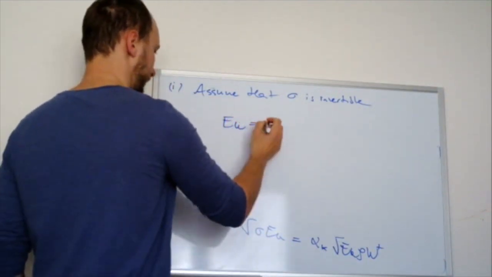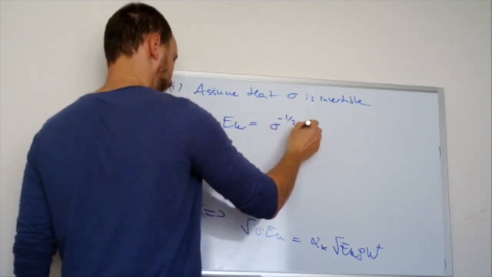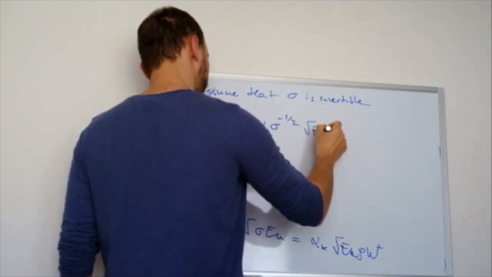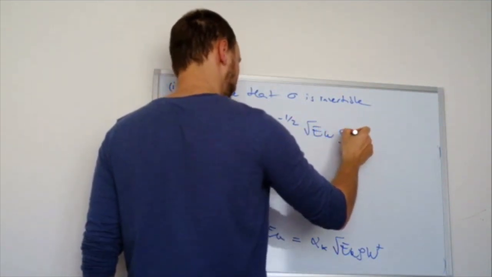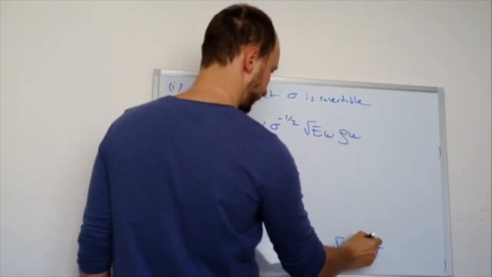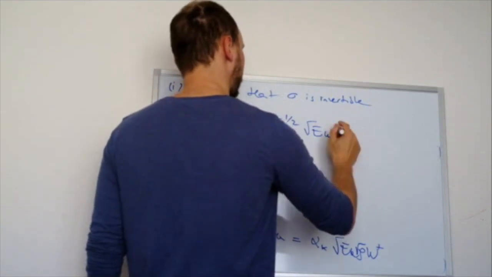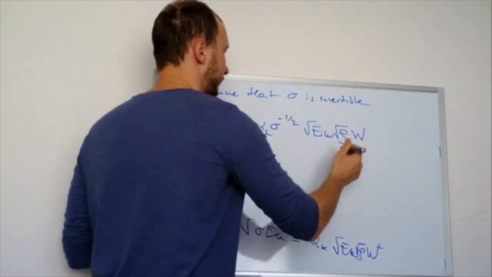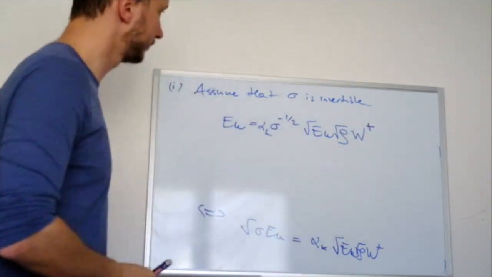And we get E_K is equal to sigma to the minus 1/2. So this is alpha_K here, square root of E_K rho, there is a square root here as well, sorry, rho and W dagger. Okay.